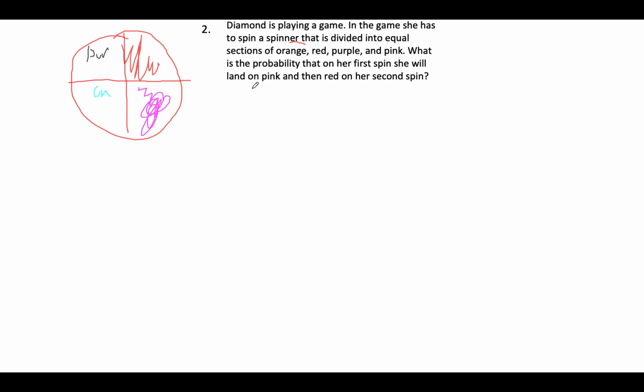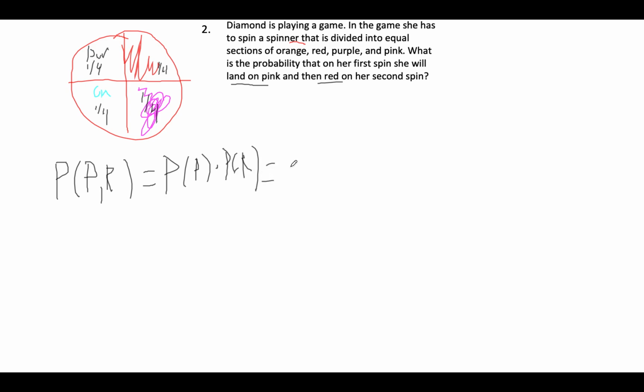So this is going to be divided into 4 sections, and we know that the probability of each section is going to be 1/4. Each one of these takes up 1/4 of the entire spinner there. So here we're looking for the probability of landing on pink and then on red. So we're finding pink, let's call that P, and then red. So we're going to have to multiply these together. We're going to have to multiply the probability of landing on pink by the probability of landing on red.